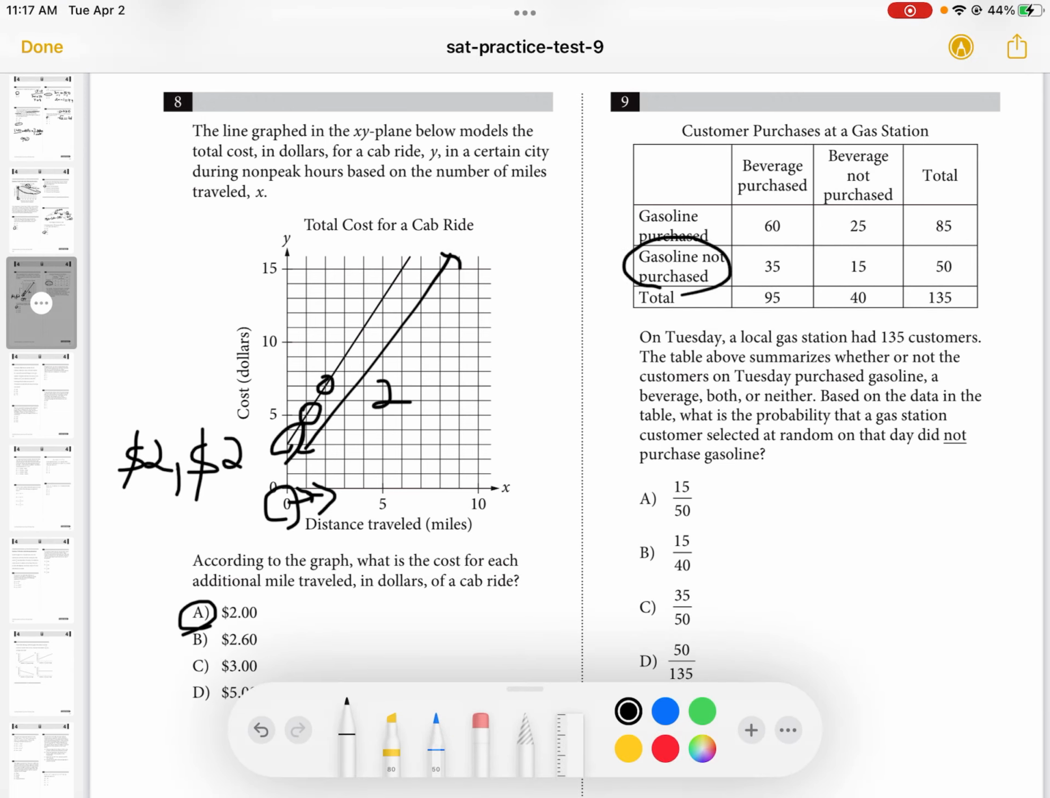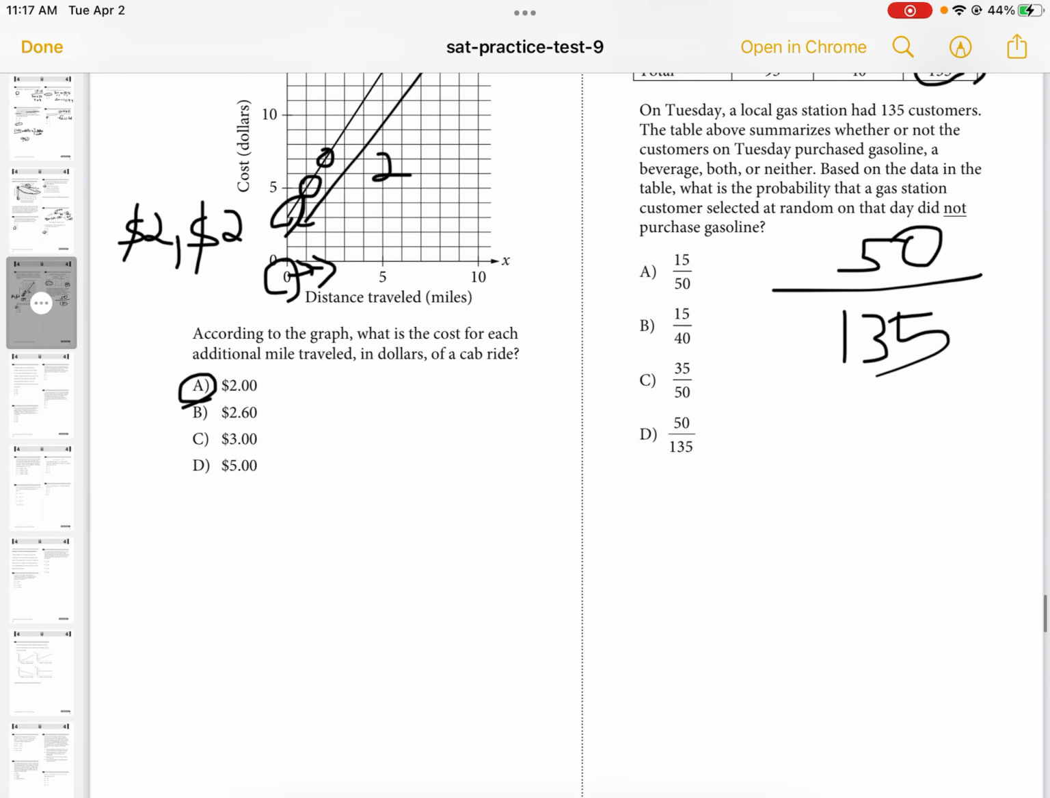So we are interested in this row. How many people didn't purchase gasoline? Well, a total is 50. So we know that 50 people total didn't purchase gasoline. And how many total customers were there on that day? 135. So probability is 50 over 135.